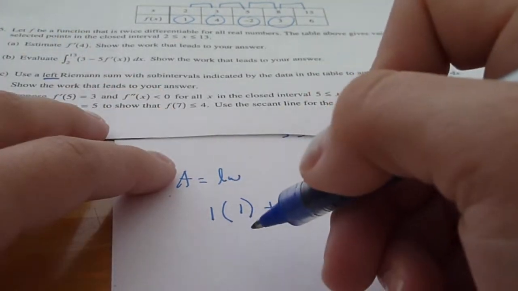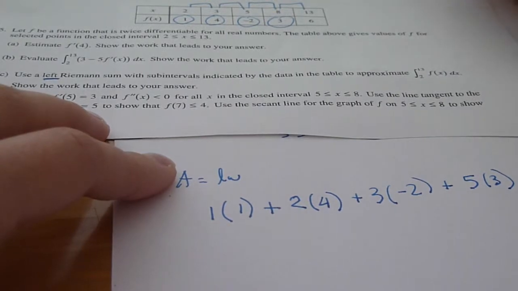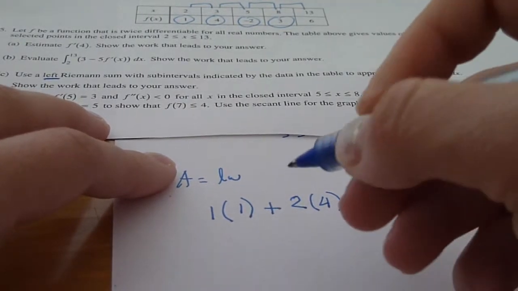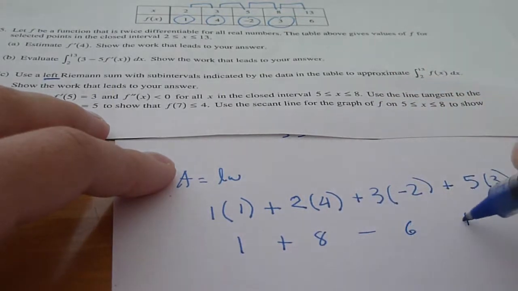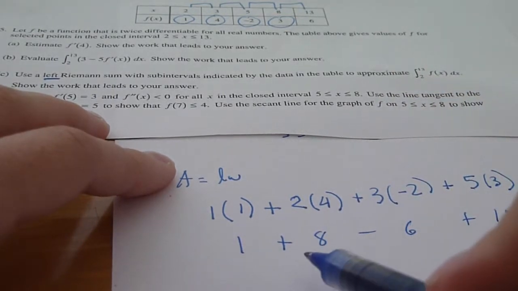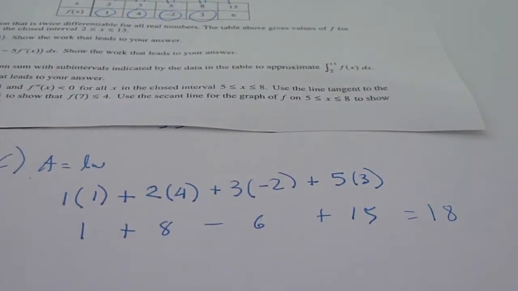Right, so this is a non-calculator question. So 1 plus 8 minus 6 plus 15. 1 plus 8 is 9. Minus 6 is 3. Plus 15 is 18. Okay, and that is our Riemann sum.